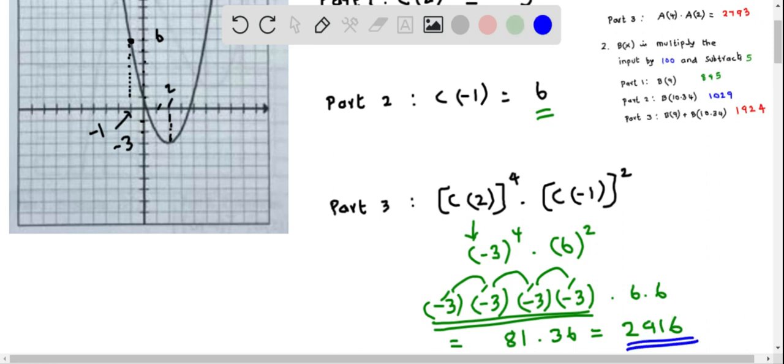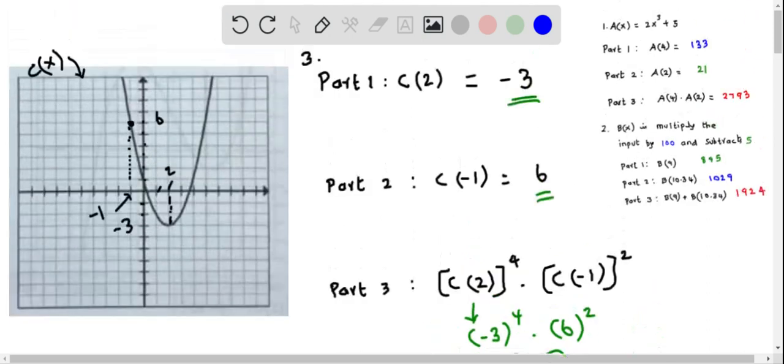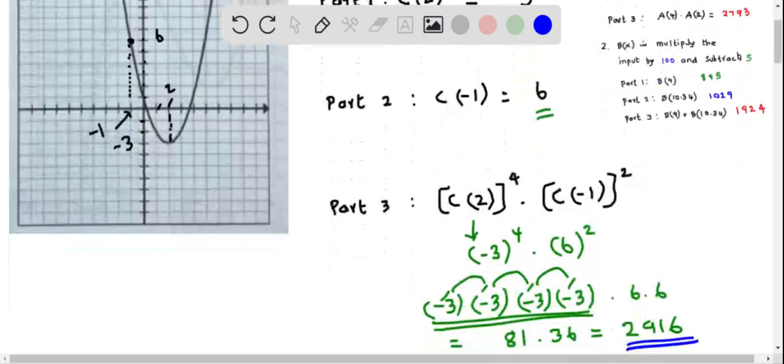And so we have answered all of exercises 1, 2, and 3, as well as all the corresponding parts.